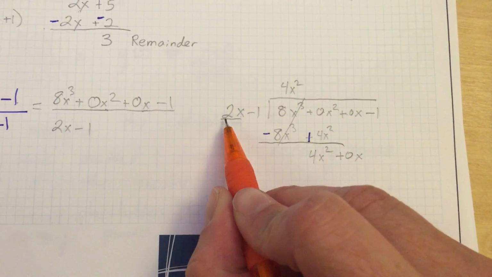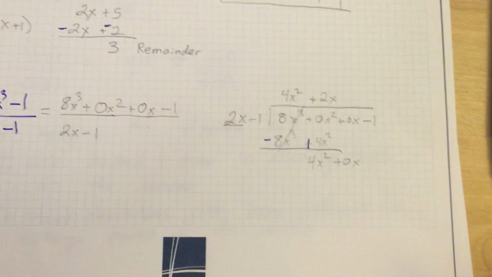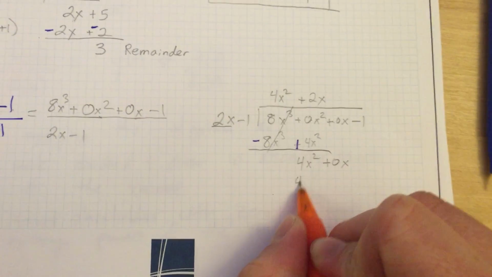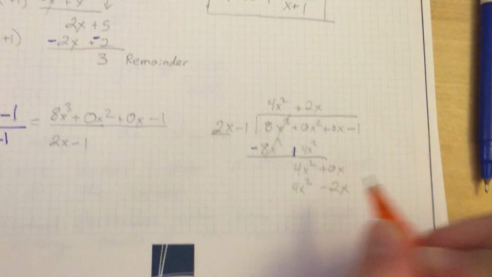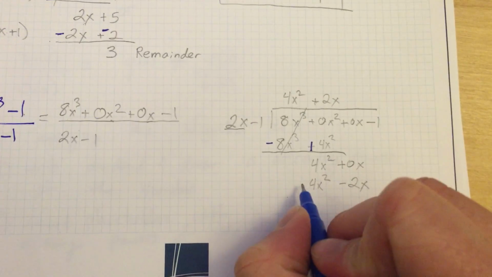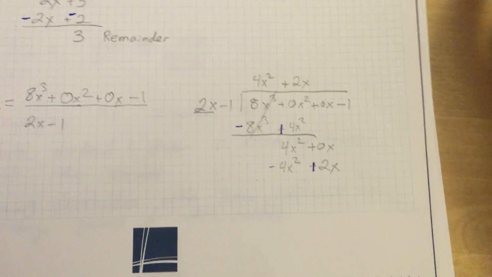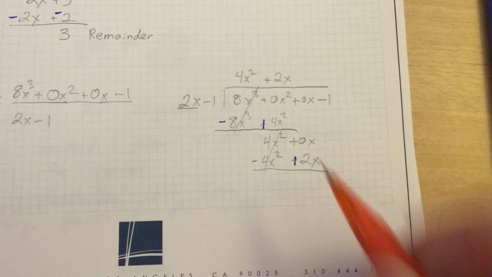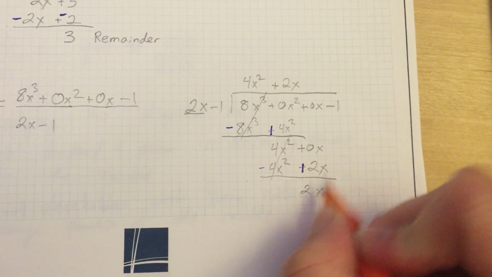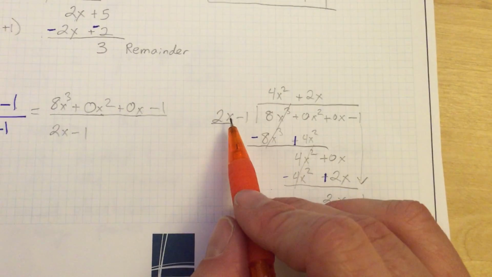So again, what do you multiply 2x by to get to that term? Plus 2x. So this will leave you with a 4x squared minus 2x. One more time. Negative, and two negatives will make that positive. Boom, boom. So the 4x's will cancel out. 0 plus 2 is 2x. And we bring this down. Now notice that this is the same as that term.